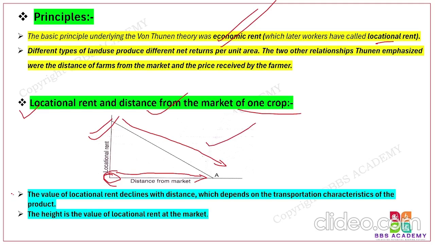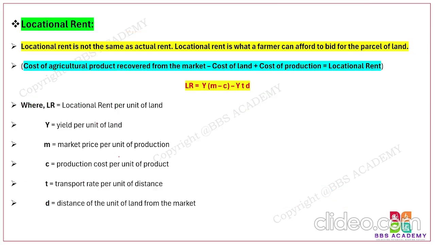So the statement is: the value of locational rent declines with distance, which depends on the transportational characteristic of the product, and the highest value of the locational rent is in the market. Here is the maximum locational rent. This is the location of the market area or the city region. If we define the concept of locational rent, locational rent is what a farmer can afford to bid for a parcel of land.